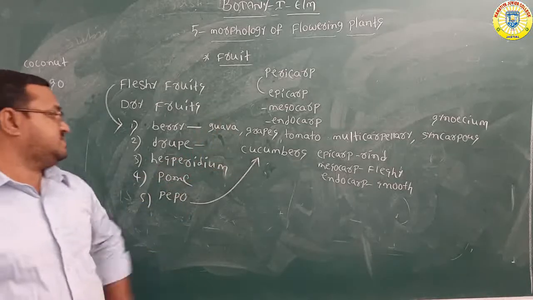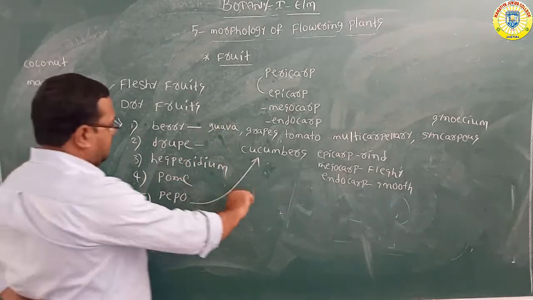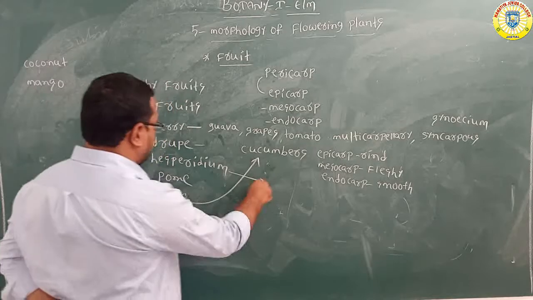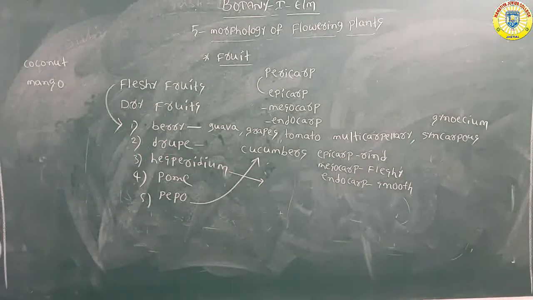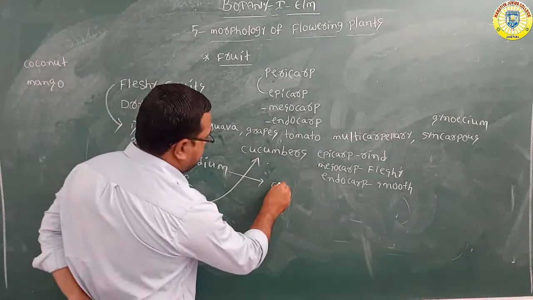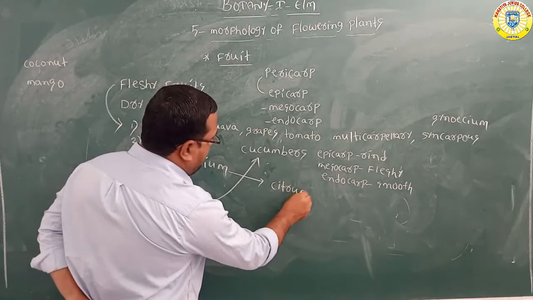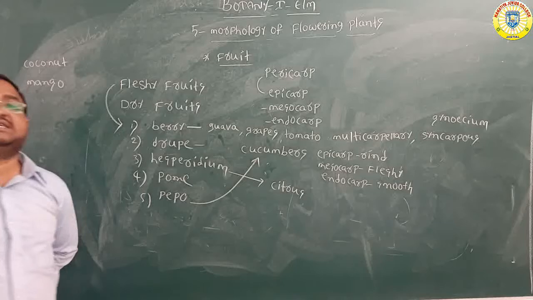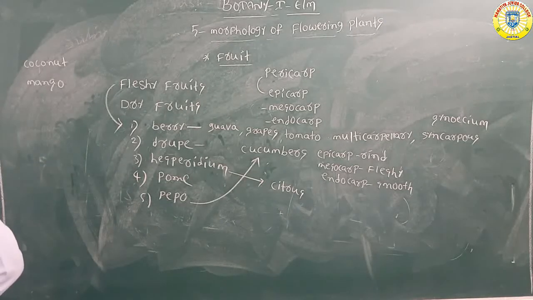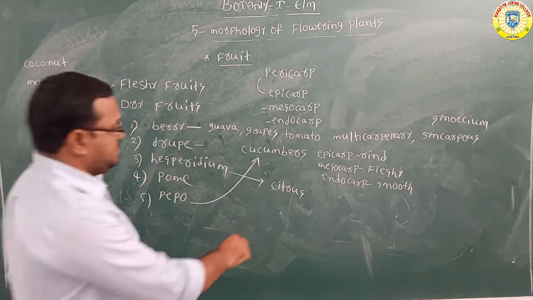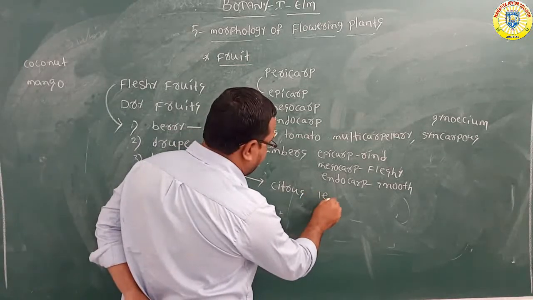Best example, cucumbers. Now coming to hesperidium. What is hesperidium and what type of arrangement of the fruit is there? Best example of hesperidium: citrus. This is the characteristic feature of all the citrus plants. The epicarp is leathery.